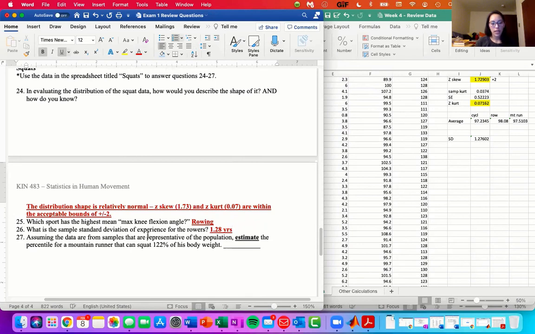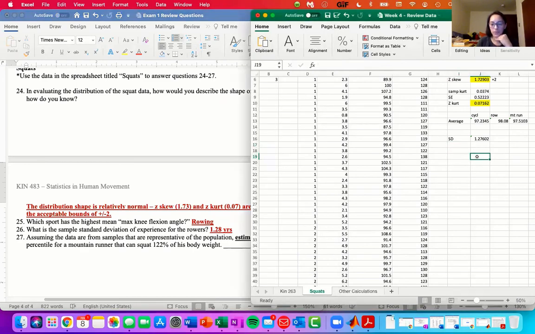Okay. And then assuming the data are from samples that are representative of the population, meaning that they're normally distributed, estimate the percentile for a mountain runner that can squat 122% of his body weight. So would we be using frequency distribution percentile calculations or z-score calculations? Z-scores. Z-scores. Yeah. Sorry, did someone else say something? I might have cut you off.